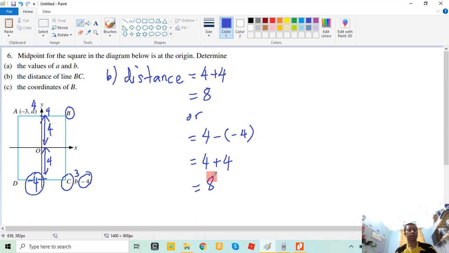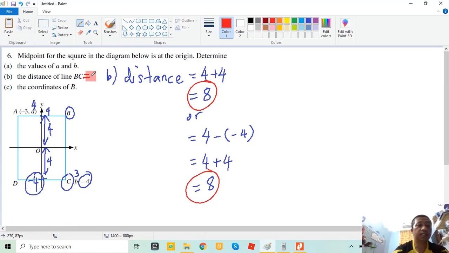Or we can use the formula of distance. But I think this one easy. No need to use the formula. We still can get the answer. The answer is 8. Okay. Next, we go to question C, the coordinates of point B. So for question B, let me write the answer. This is 8 units.